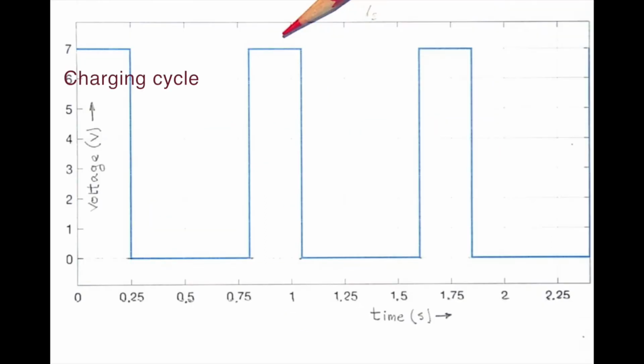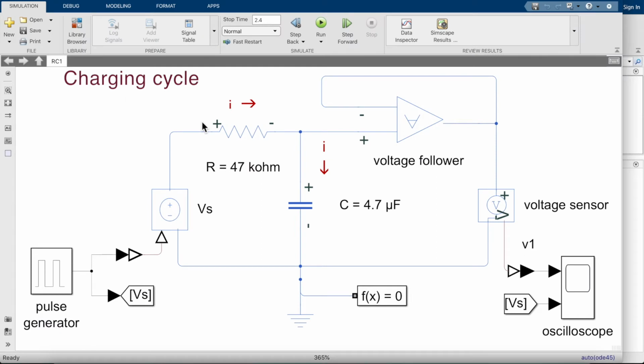During the charging cycle, the voltage will be 7 volts on the left side of this resistor. On the right side will be the voltage across the capacitor, which would be low because it hasn't had time to build up much. That means there's a voltage drop across this resistor, which is going to cause a positive current to go from left to right, and that positive current will turn down here and will deposit positive charge on the top plate of this capacitor.